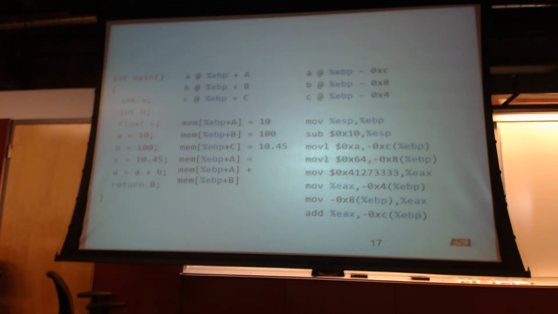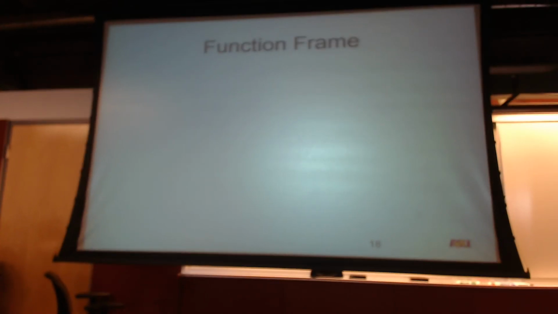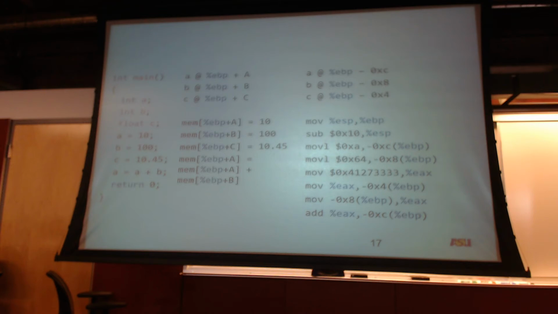Then you do add EAX and EBP minus C. What was EBP minus C? 1, 2, 3. So EBP minus C is A. So what you are doing is you are adding EAX, so 0x64, with 0xa, right? And you are storing it. Oh, there is some more step. I skipped those. So you are basically storing it in 0xa again. So in this place, you are storing it again.